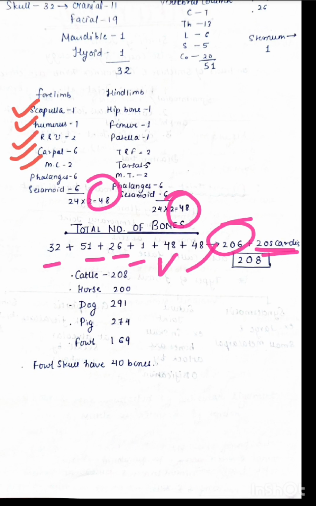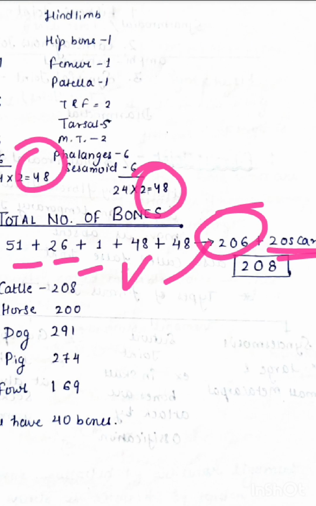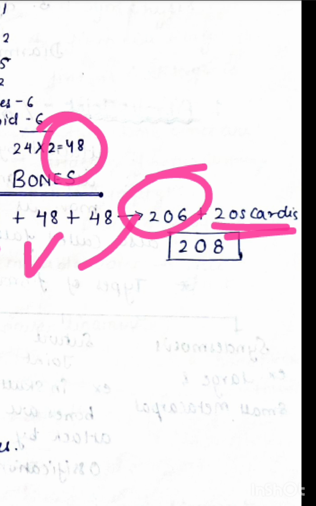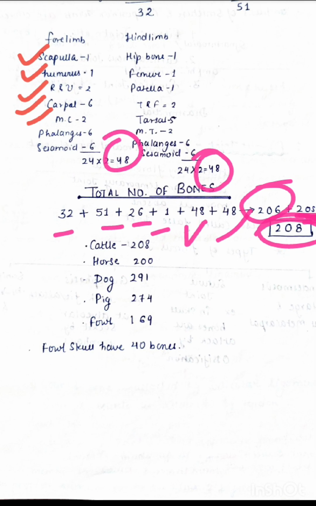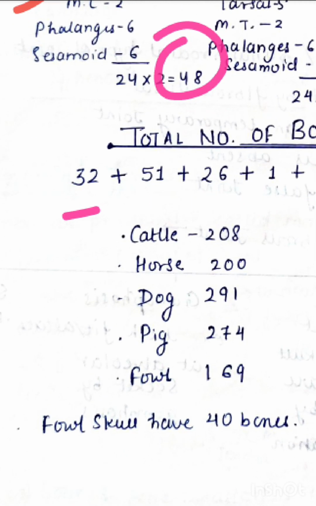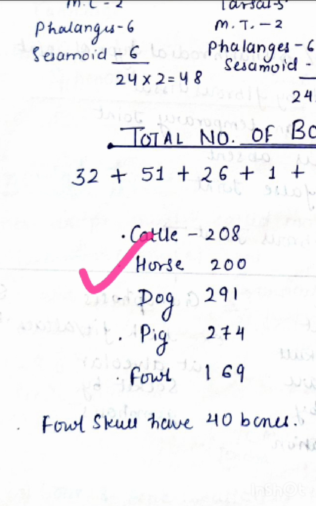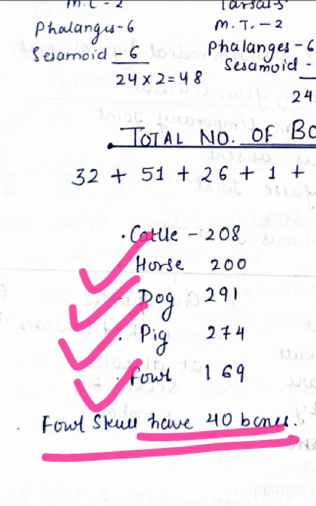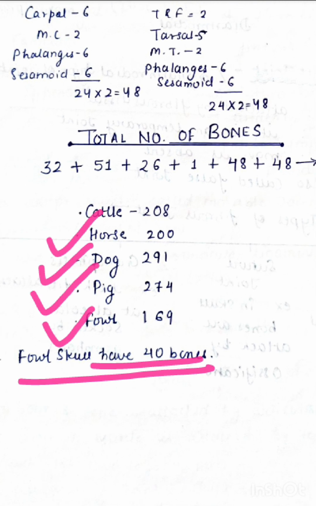We calculated these bones for the cattle, so it varies according to the species. The 2 os cordis bones are present, and the total comes to 208 bones. In cattle, the total is about 208 as we calculated, but it varies differently. In horse it is 200 in number, dog 291, pig 274, and fowl 169, and the fowl skull has 40 bones. So the largest number of bones is in the dog, and the lowest number of bones is in the fowl.